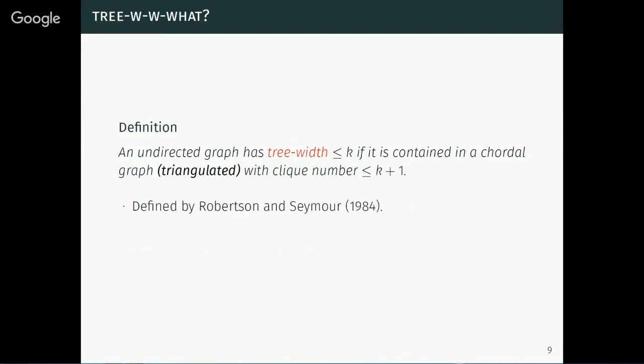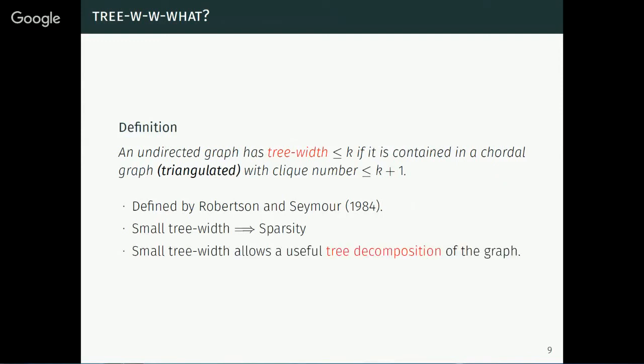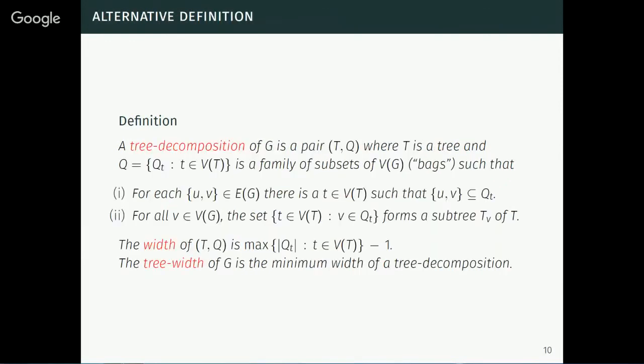So this was defined during the 80s, and the important thing is that small tree width implies sparsity. Okay. And small tree width also allows a useful way of actually decomposing the graph, and that's the one that we will use. And actually, that makes another definition of the same thing.